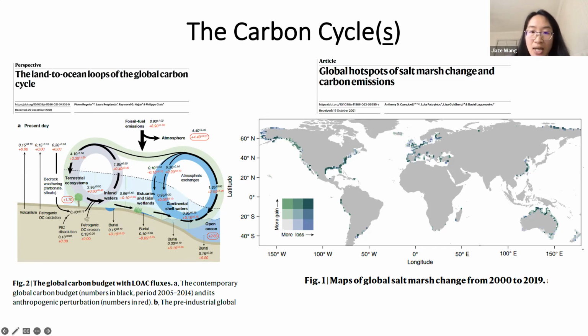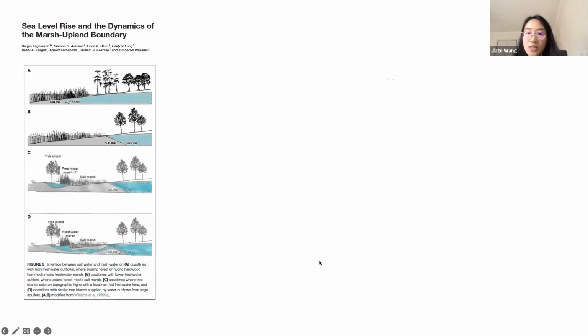carbon budget. And the figure on the right shows how the global salt marsh changed in the last two decades. And I think Maine is here based on the very coarse color. Our salt marsh doesn't really change that much now. But this is just salt marsh change, either gain or loss.